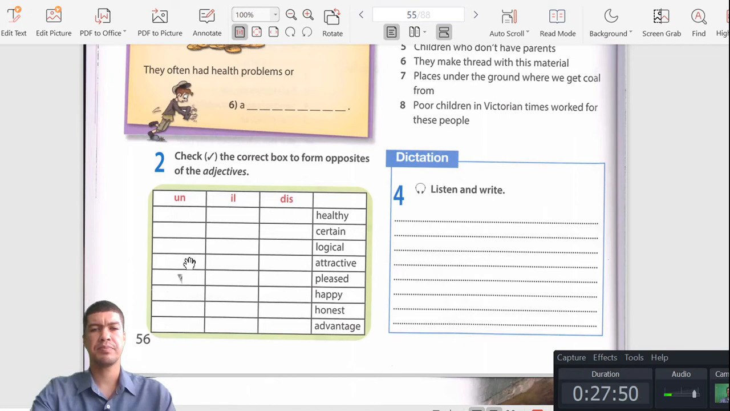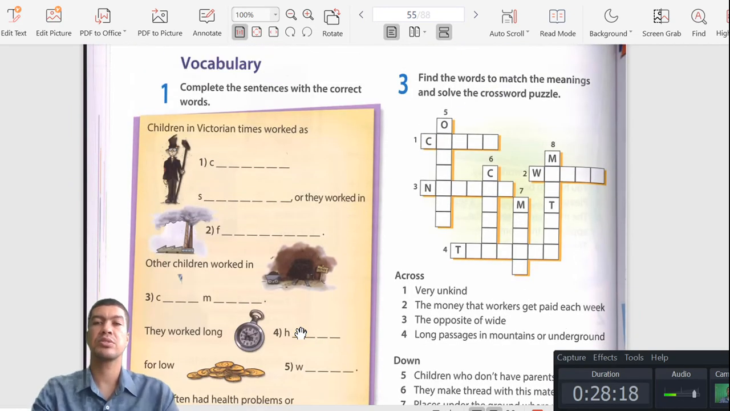Number four, pleased, and the correct answer is displeased. Happy, I'll give you a chance, and the correct answer is unhappy. Honest, and the correct answer is dishonest. Advantage, and the correct answer is disadvantage. Alright, moving on to number three, find the words to match the meanings and solve the crossword puzzle.